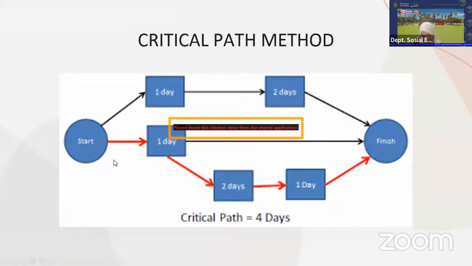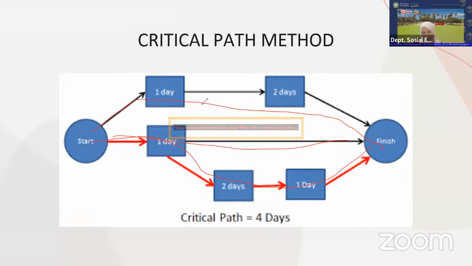So how many paths do we have? 1 path, 2 paths, and 3 paths. But the critical path is the third path. How many days? 4 days. 1 plus 2 plus 1, so 4 days. For the first path, only 3 days. So what will be your critical path? It is the bottom one, the red color, which indicates 4 days. So if you delay 1 day, your critical path will also be delayed, to 5 days.